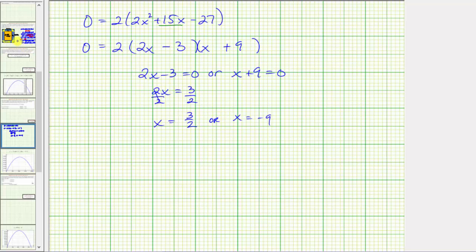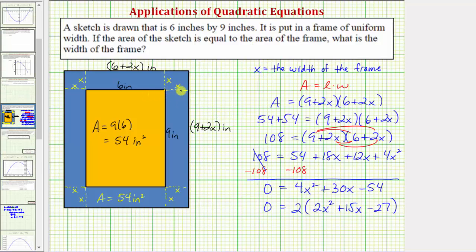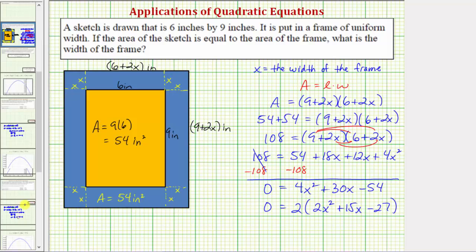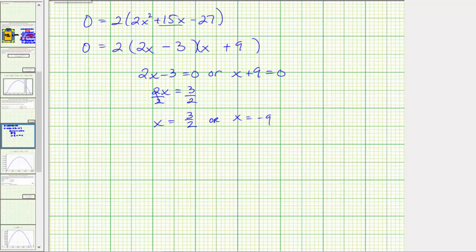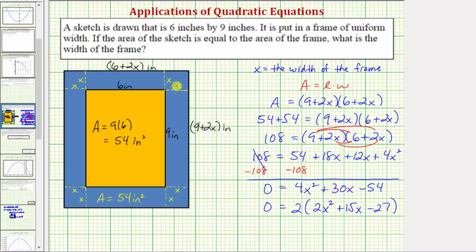But remember, x is a length, and we can never have a negative length. And therefore, for this problem, even though x equals negative 9 is a solution to this algebraic equation, it is not applicable for this application. So our solution is x equals 3 halves, or 1.5 inches, which is the width of the frame.